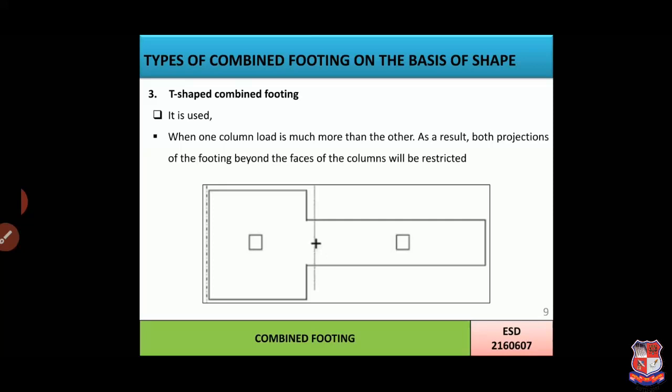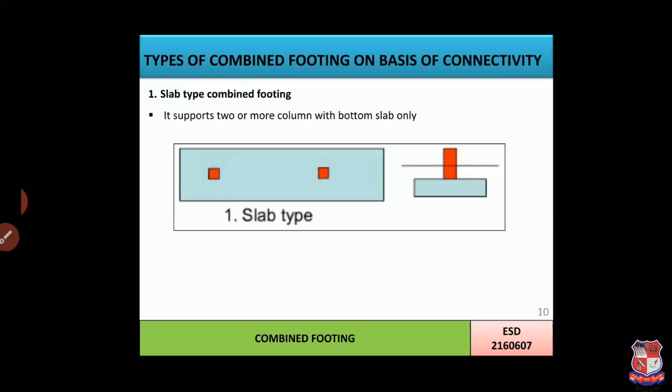It is used, number one, when column load is much more than the other load, or we can say the load on one column is quite much more than the other column in the footing, and second, as a result both the projection of the footing beyond the faces of the column will be restricted. Okay, so this was the first category. Now second category, types of combined footing on the basis of connectivity.